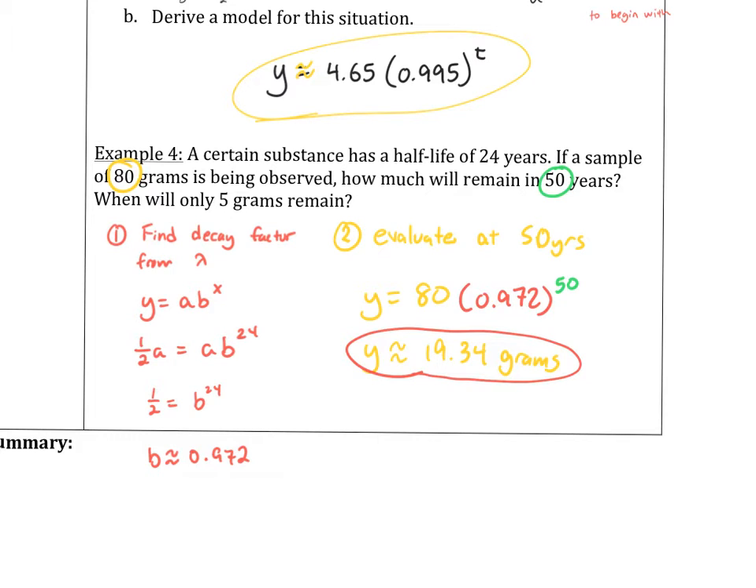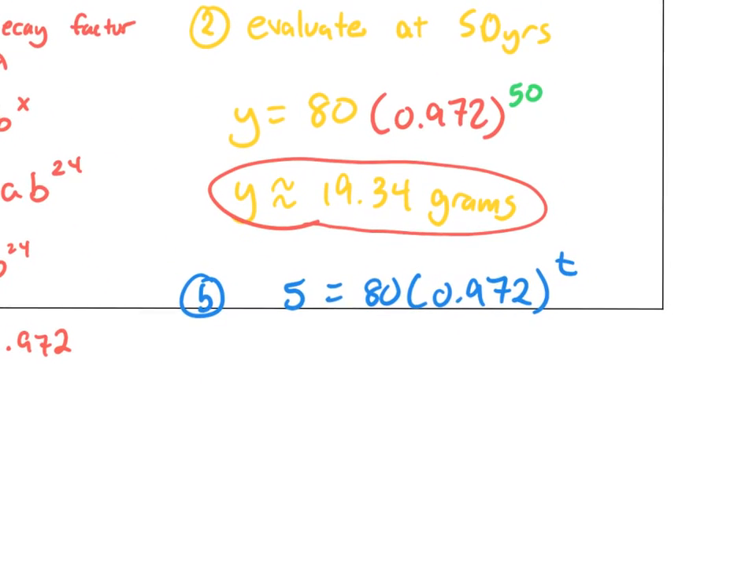So now the next part: when will 5 grams remain? That one's going to be the same as previously, but instead of putting a 50 up there, I'm going to put a 5 in for y. So 5 grams is equal to 80 times 0.972 to what power? We don't know. And we're going to solve that by dividing both sides by 80 first.